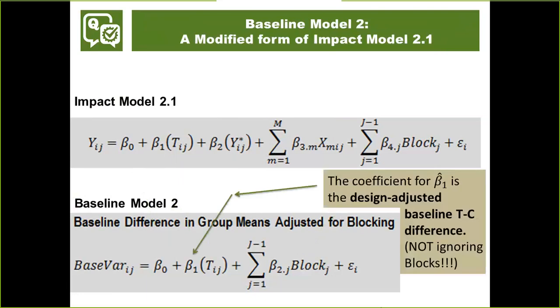The coefficient from the baseline model, beta hat 1, is the design-adjusted baseline treatment control difference. This model does not ignore the blocks. Remember from the earlier slides the potential peril of ignoring blocks in the baseline equivalence assessment.